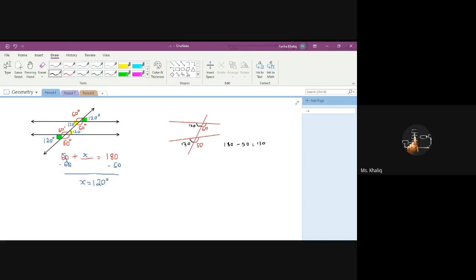So that would be it for today. Your task will be to find the missing angles and also look into the angle relationships when you're given two parallel lines. And if you have any questions, feel free to reach out. Until next time, thank you.